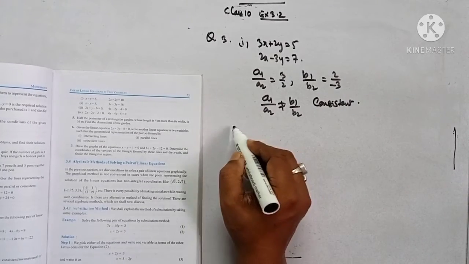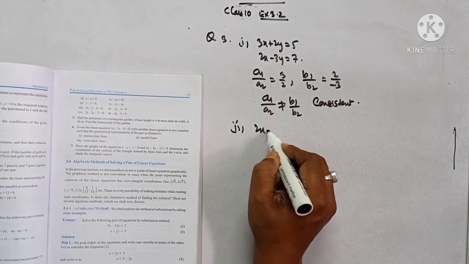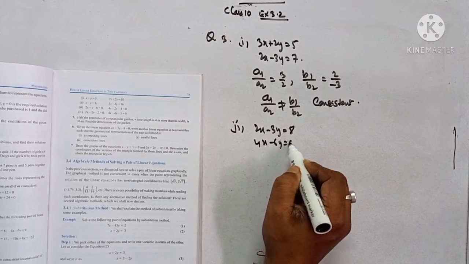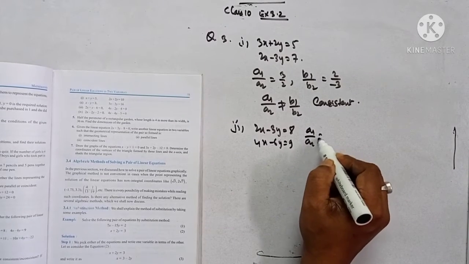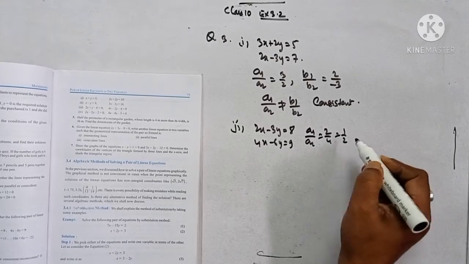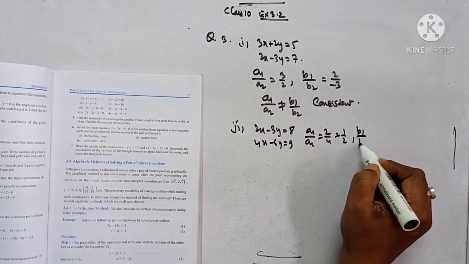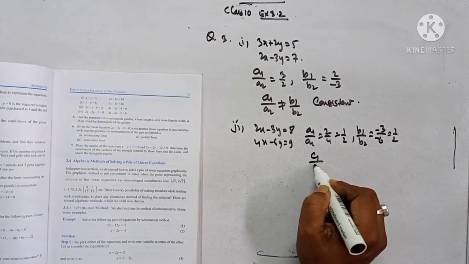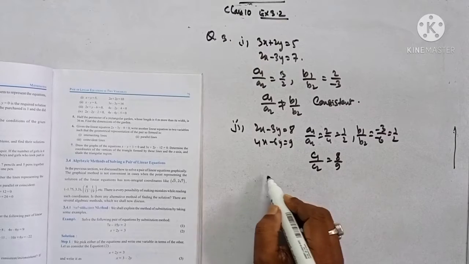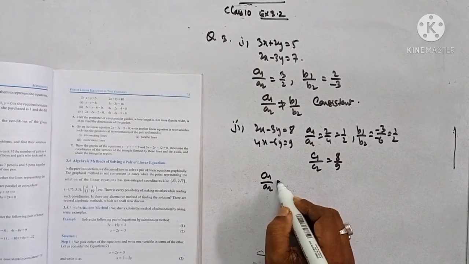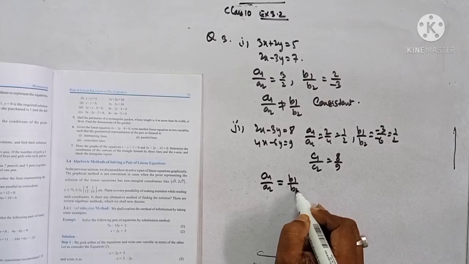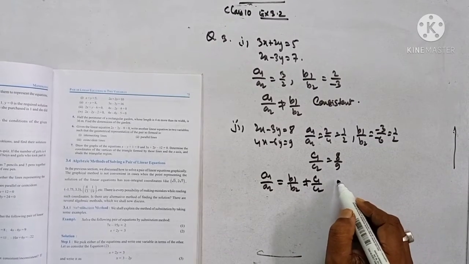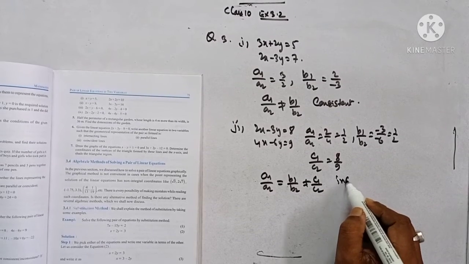So this is consistent. Similarly, second, that is 2x minus 3y is equal to 8, and 4x minus 6y is equal to 9. Here a1 by a2 is equal to 2 by 4, 1 by 2, and your b1 by b2 is equal to minus 3 by minus 6, that's equal to 1 by 2, and your c1 by c2 is equal to 8 by 9. So here you find that a1 by a2 is equal to b1 by b2 and not equal to c1 by c2. So they are parallel lines, so this is inconsistent.